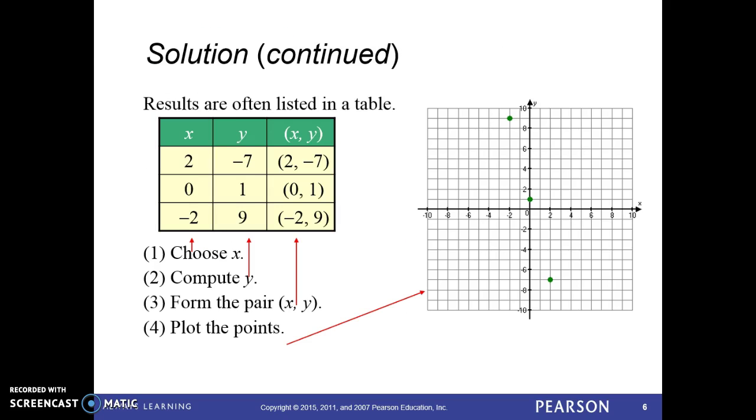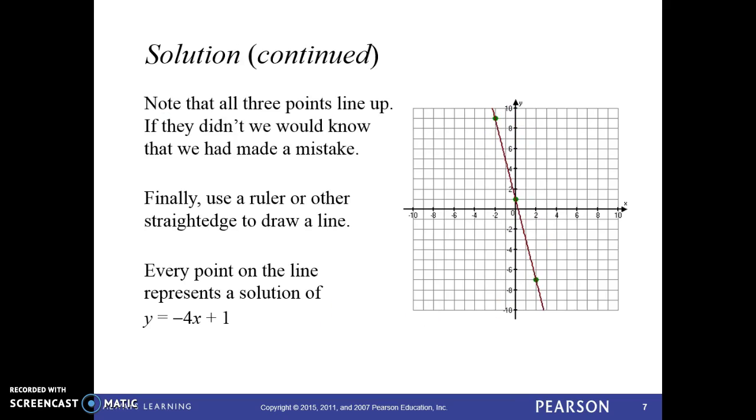Here's an example of what's going to happen once you actually plot those points. These are the 3 points right here in green, and then you just connect them using a straight line. Typically we would put arrows at the end to show that it's a line and it goes on forever.